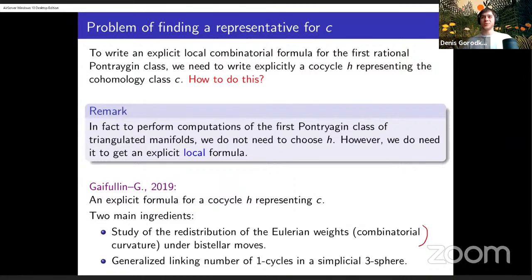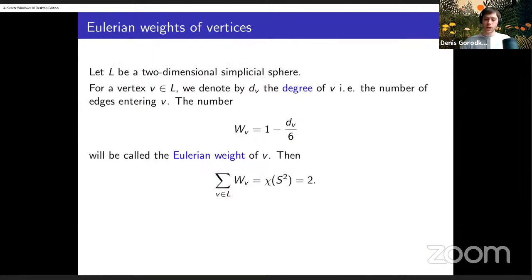However, it is quite sketchy to say this. And this is an understatement, I'd say. And the second ingredient is to define a generalized Lincoln number of one cycles in a simplicial free sphere. So usually you can only take Lincoln number of one cycles where the support is non-intersecting. However, we will need to define a Lincoln number for any two one cycles in a free sphere. And this is the second key ingredient.